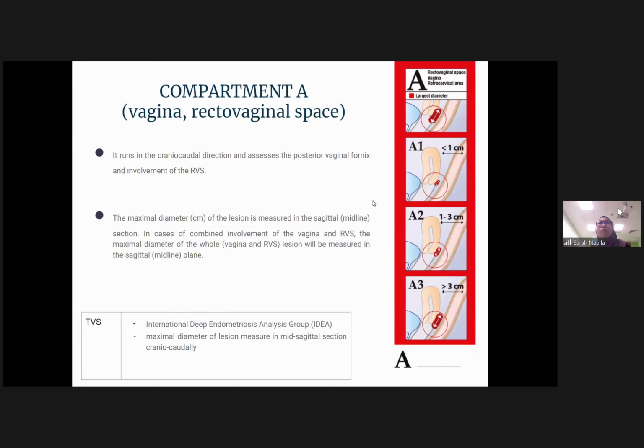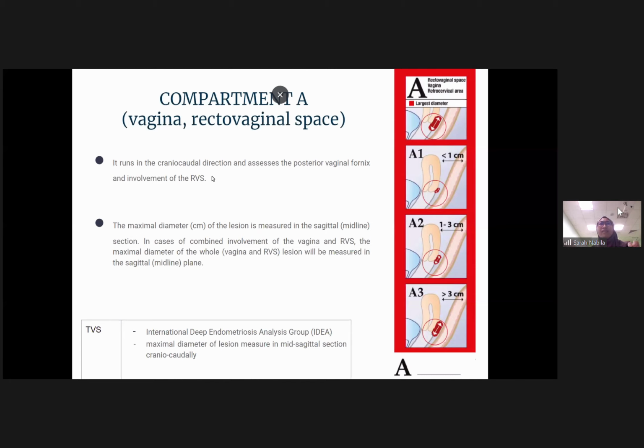So for compartment A, it runs in the craniocaudal direction and assesses the posterior vaginal fornix and involvement of the rectovaginal space. So this lesion is measured in the sagittal or midline section, and if there is evidence of more than one lesion, the total lesion is accumulated and further graded into the scoring. Okay.